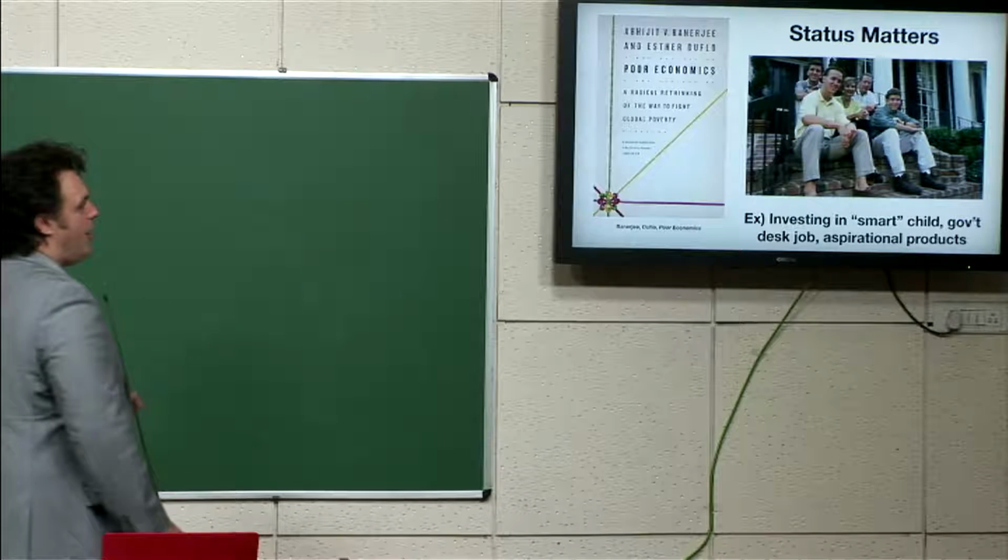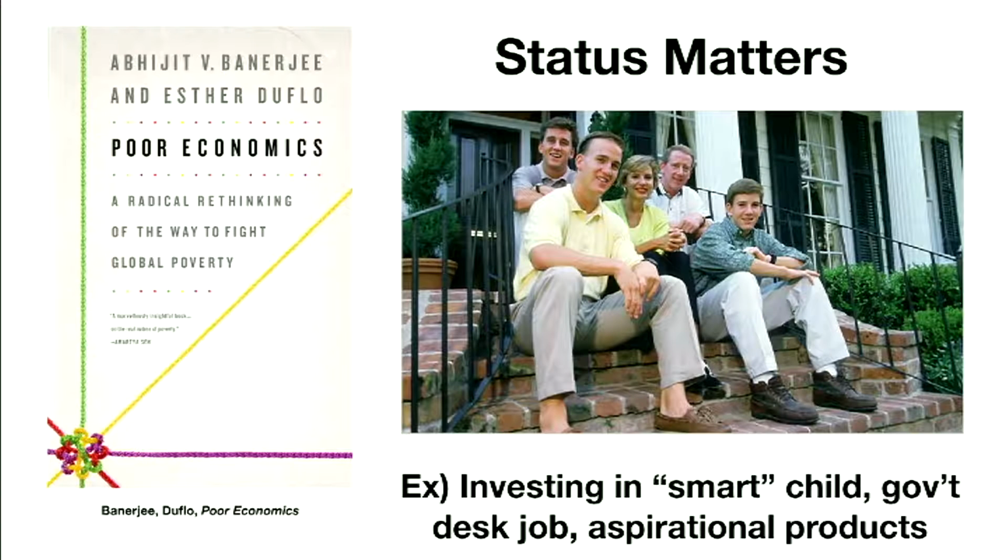Another example they talk about is how families allocate their resources as far as status. One they talk about is investing in the smart child, or pushing people towards secure jobs like being in the government, or being a doctor or an engineer, or choosing aspirational products that look good on them. But this idea of investing in the smart child, I use this picture.